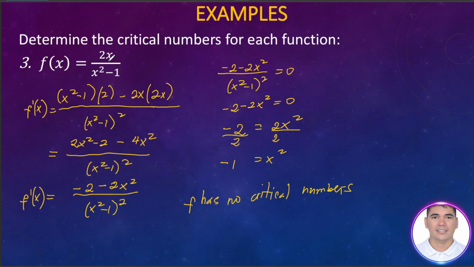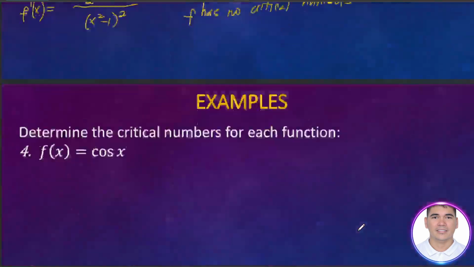Because if you are going to substitute here 1, you get undefined, right? So for example, 1. 2 times 1 is 2 over 1 squared minus 1, 0. So 2 over 0, that is undefined. If negative 1 also, the same, we have negative 2 over 0 undefined. However, negative 1 and 1 is not part of the domain of our function. Therefore, our f has no critical numbers.